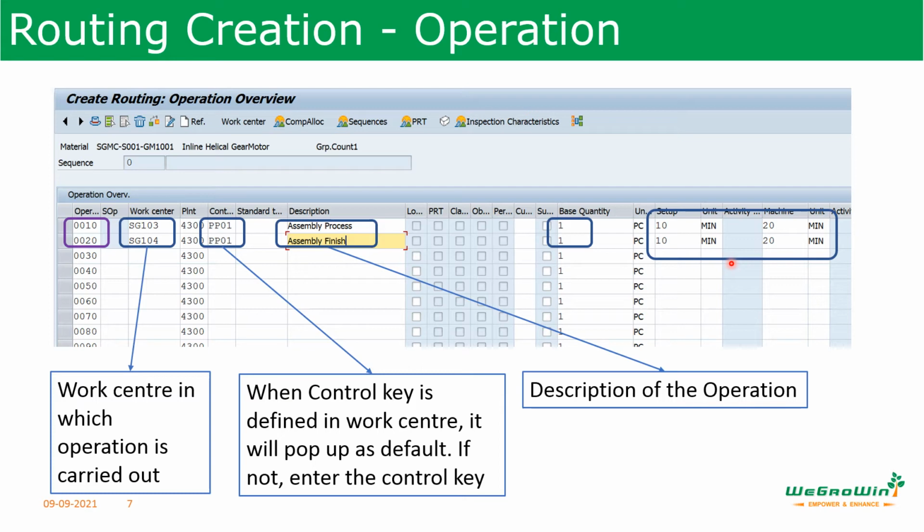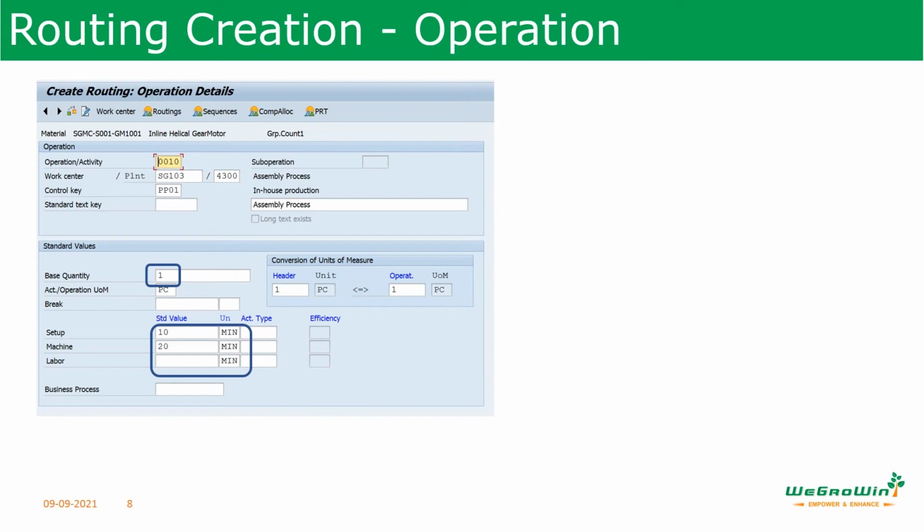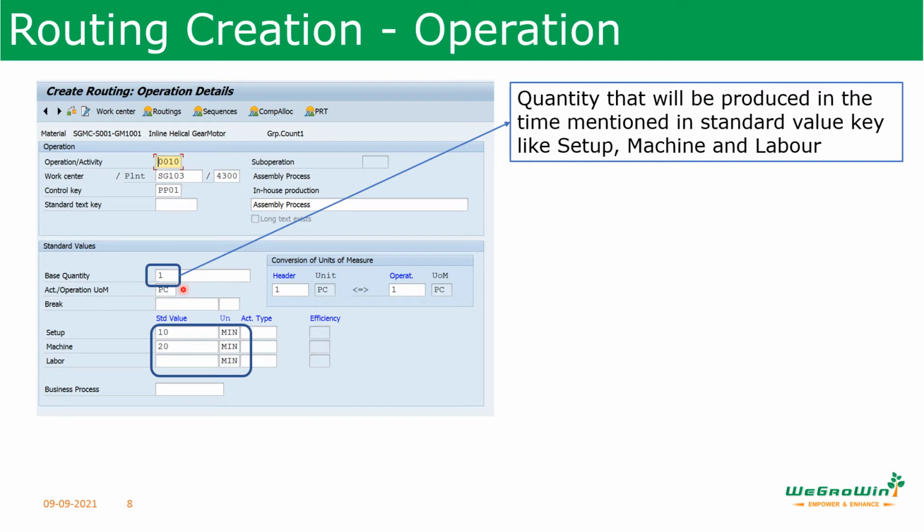Now let us double click on this operation, and we go into a detailed discussion. Here you see operation 0010, and then the work center, control key, whatever was entered there, are appearing here. Now here you can see the base quantity, which we saw was one number. That is the quantity that will be produced in the time mentioned as a standard value key, like setup time or machine time or labor time.